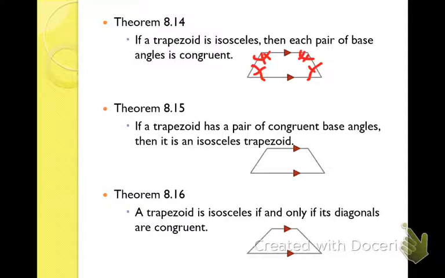So now we know we have the congruent base angles. We need to show that the opposite sides are congruent. The next theorem. I'll give everybody a chance to draw the last one.